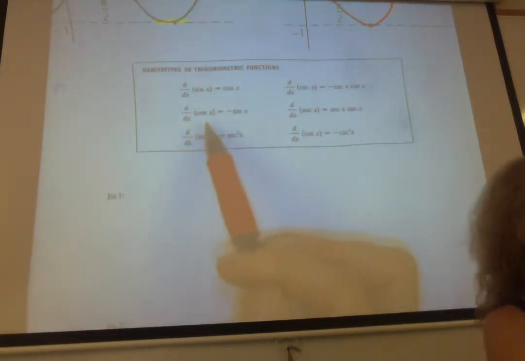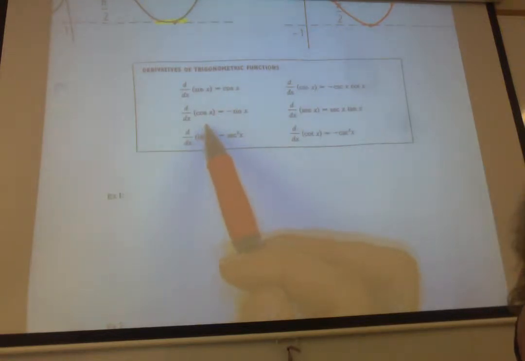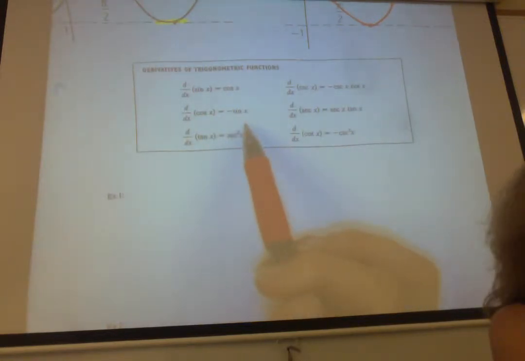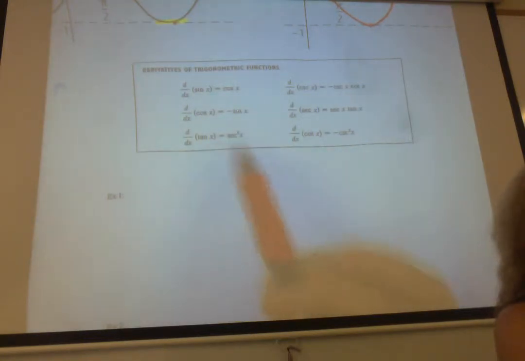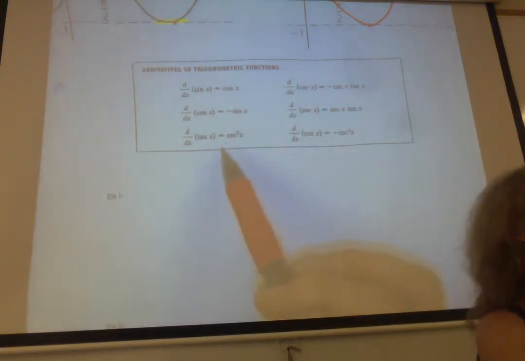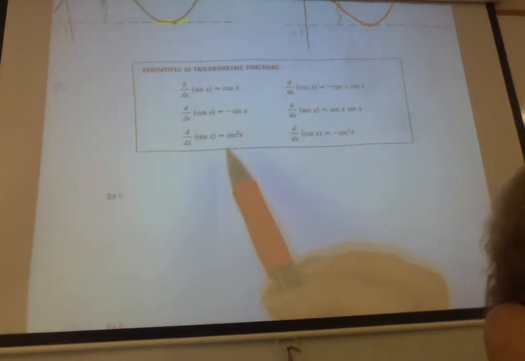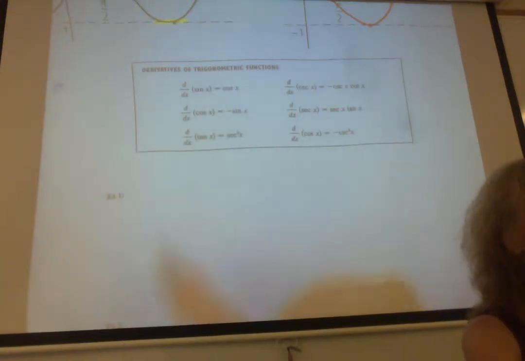The derivative of cosine is negative sine x. The derivative of tan ends up being secant squared x. Again, how are they coming up with these? They're using the definition of the derivative, taking the limit as x approaches a, or the limit as h approaches 0. We're not going to go through all of that because it's a ton of math, so we're going to take it with faith.